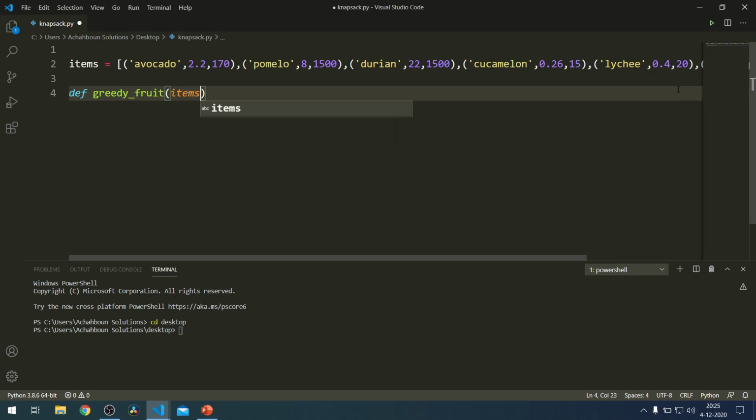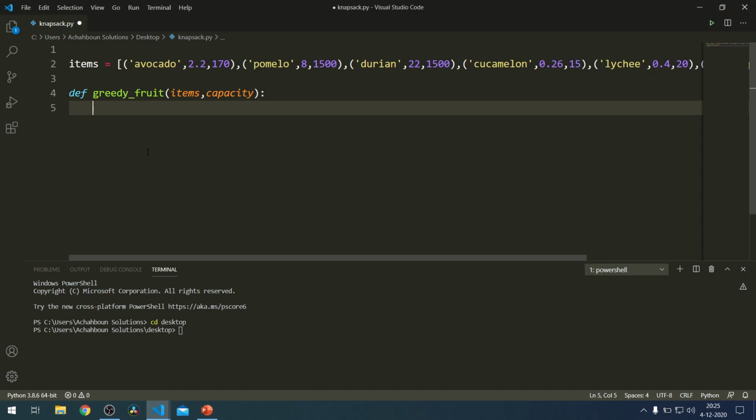Well, of course we should just take the items, and we should take something that I'm going to call the capacity. And so the capacity is the maximum amount of kilograms, or let's say grams, because that would be easier, that we can carry in our bag.